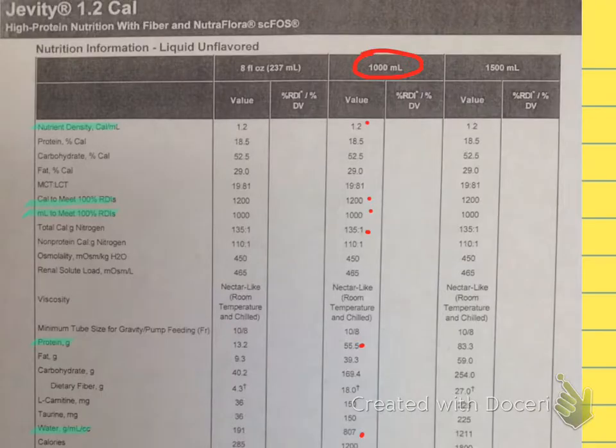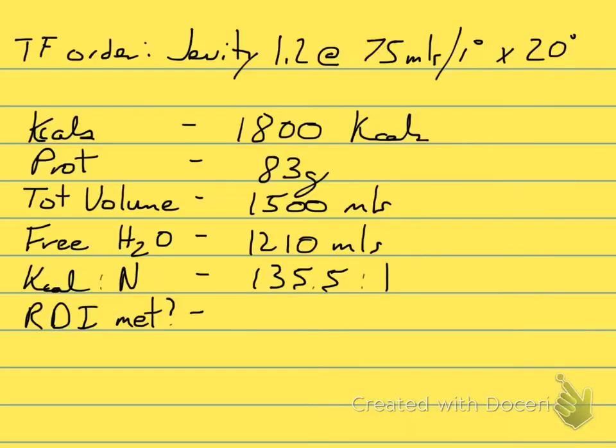Okay? And now the last question, is the RDI met? Well, again, according to our sheet over here, it's going to be met at 1,200 calories or 1,000 mils. We will meet 100% of the RDIs. And we are at 1,200 mils and we're at 1,500 calories, so we are definitely meeting the RDIs. So that would be a big yes that we are meeting it. Okay, and that's basically how you use these sheets to calculate a tube feeding order.